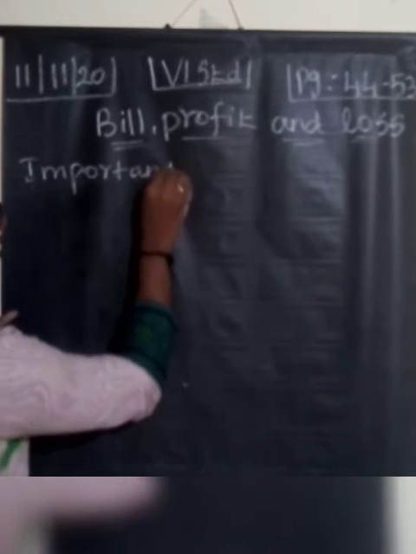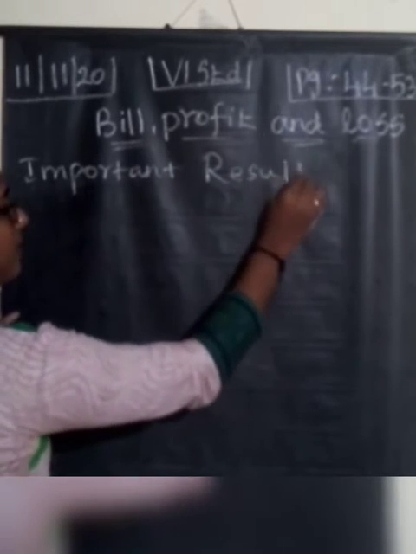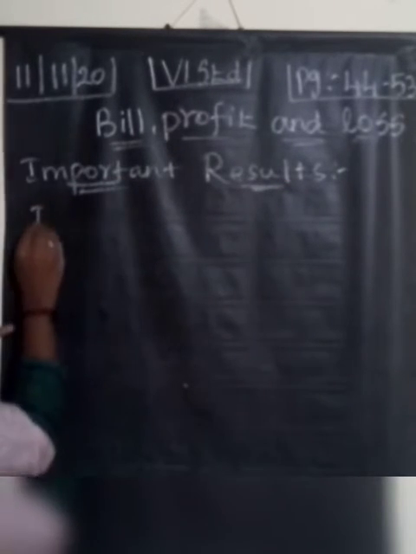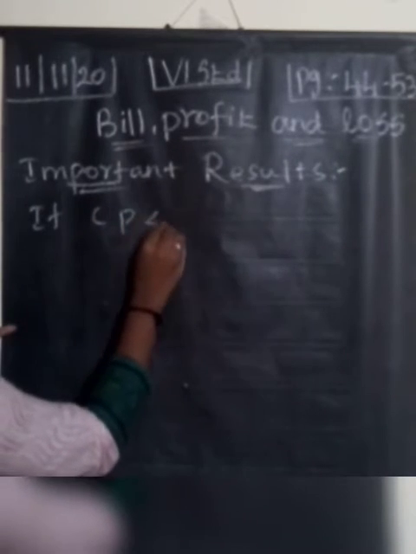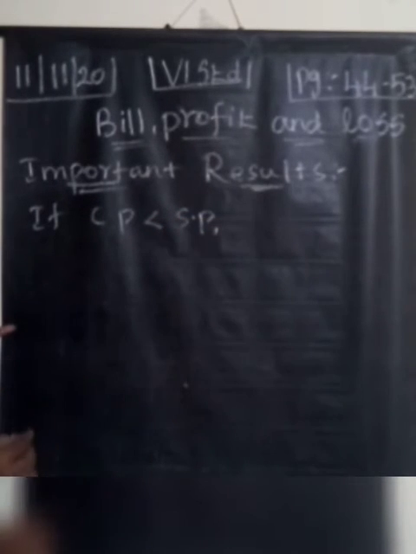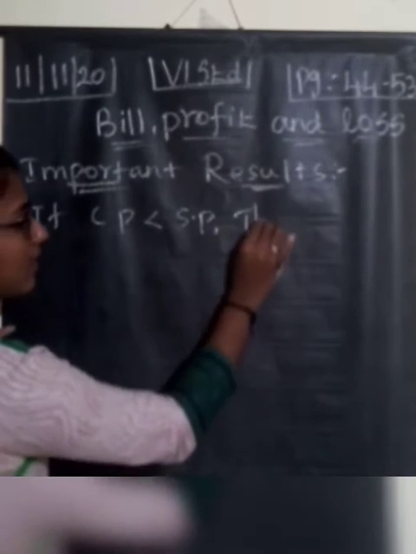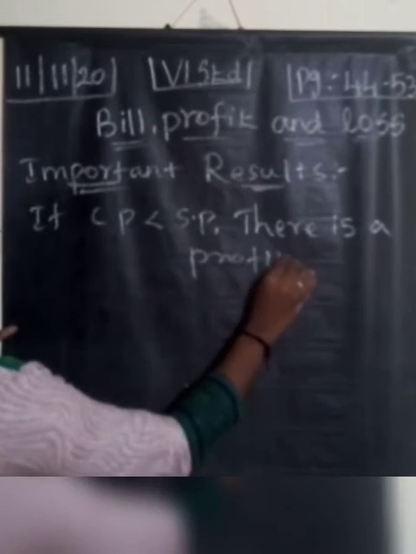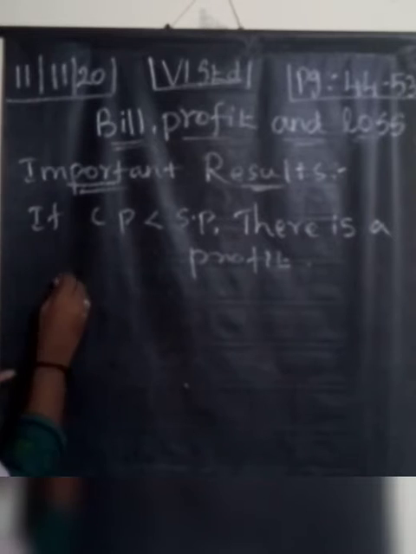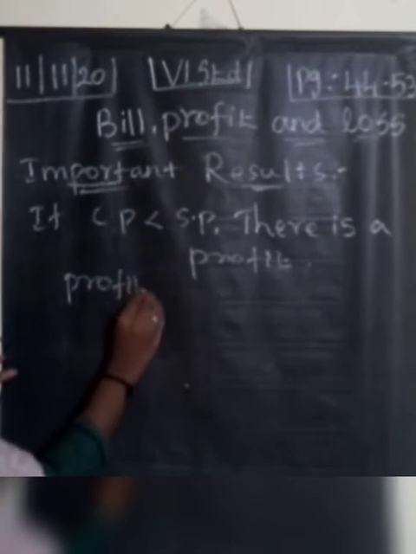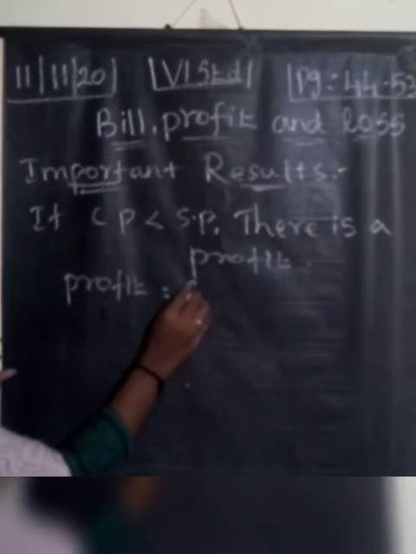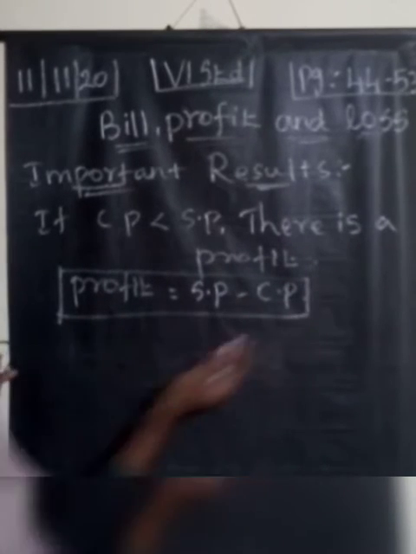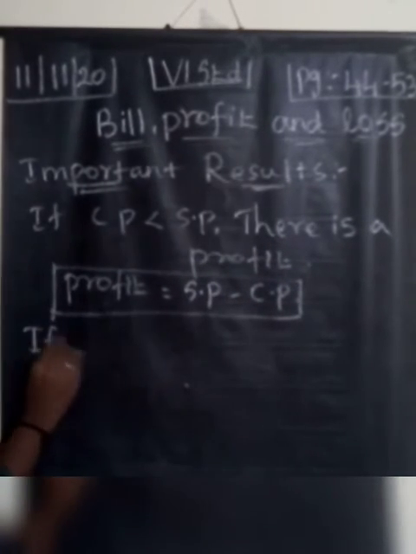Here are the important results. If CP is less than SP, there is a profit. Therefore the profit formula: profit equals, which one is higher? SP. So profit equals SP minus CP.